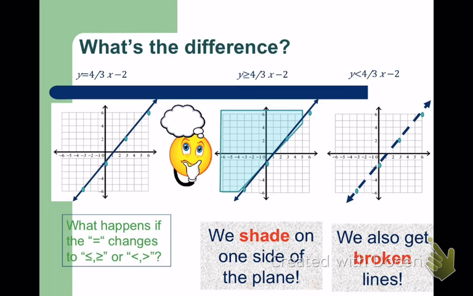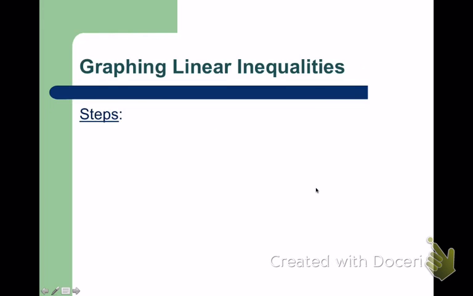Now I'm just going to go ahead and shade below because I do have the less than. So it's everything less than my line. So everything below gets shaded. And that's pretty much the difference when we have these inequalities. We're shading, and we can possibly have a broken line. So let's go ahead and summarize this.